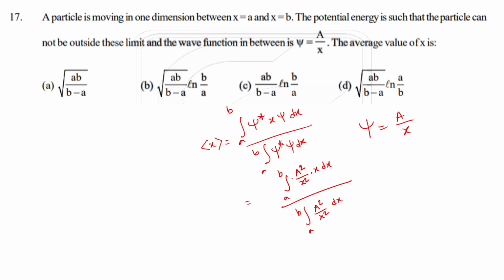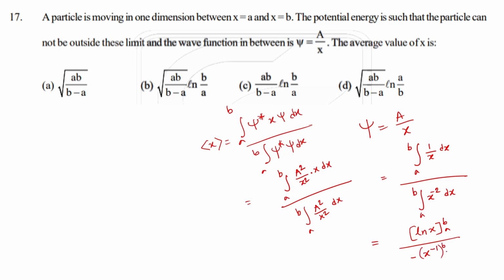Where a square is constant outside the integral, it will cancel. So ultimately you are going to get integral from a to b of 1 by x dx divided by integral from a to b of x to the power minus 2, meaning 1 by x square dx. So the upper part is ln x, your limits are a to b, and below is minus x to the power minus 1, from b to a. You understand why I have written x to the power minus 1?